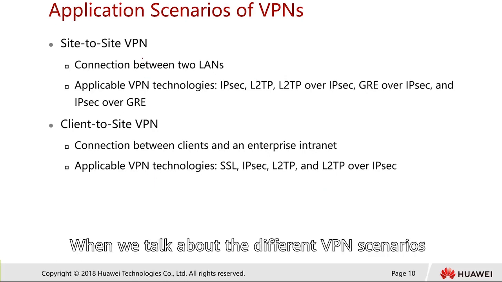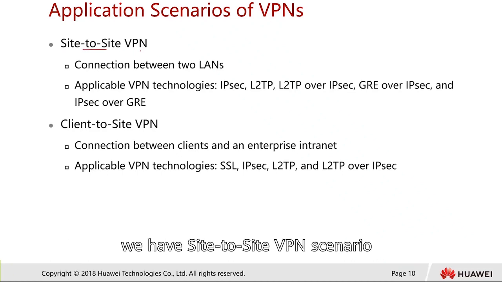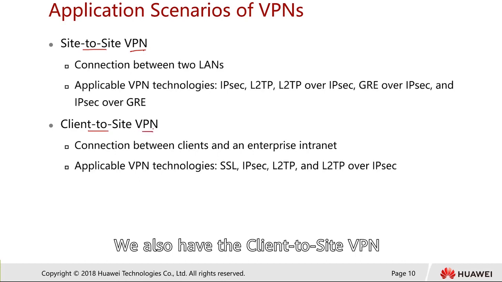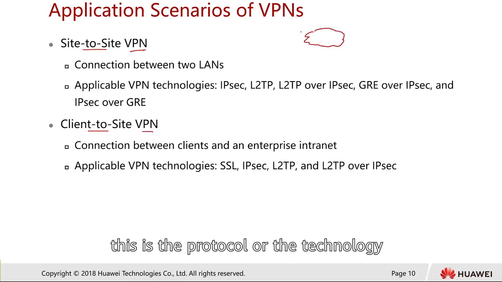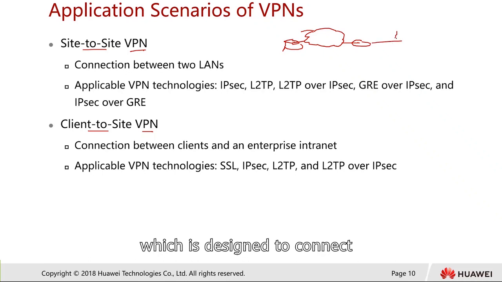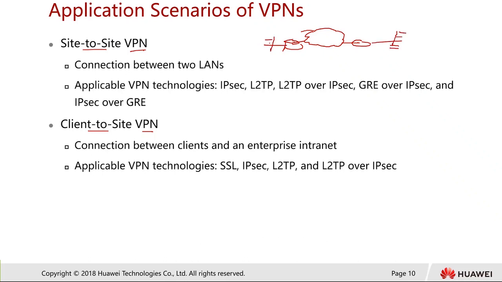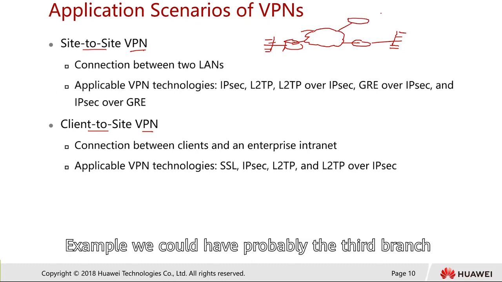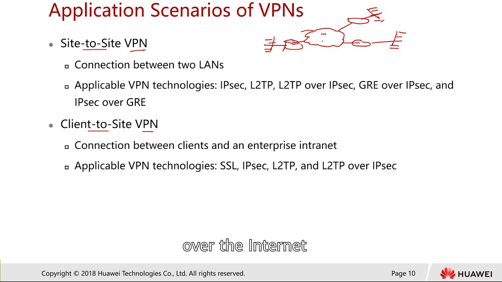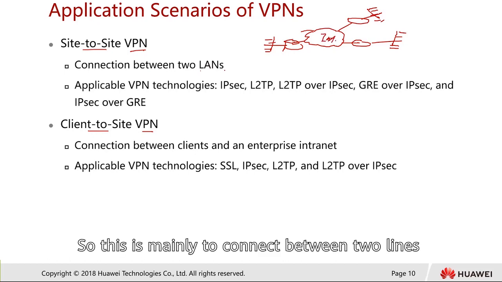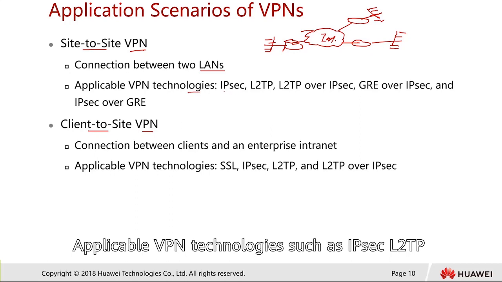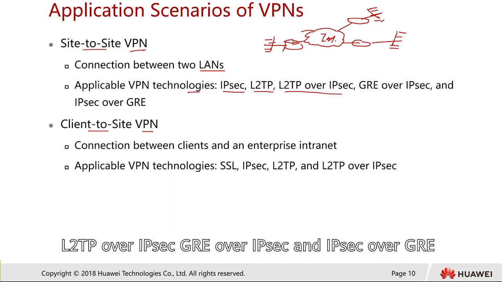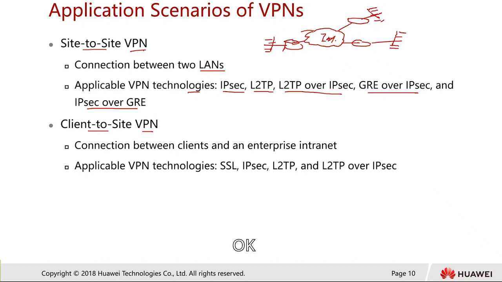All right, so let's look at the different scenario types. When we talk about the different VPN scenarios, we have the site-to-site VPN scenario. We also have the client-to-site VPN. Site-to-site VPN basically means this is the protocol or technology designed to connect two or more branches, for example. This is called site-to-site. We could have probably a third branch over the internet. This is mainly to connect between two LANs, with applicable technologies such as IPsec, L2TP, L2TP over IPsec, GRE over IPsec, and IPsec over GRE.